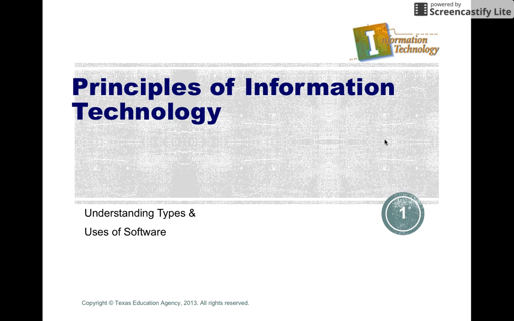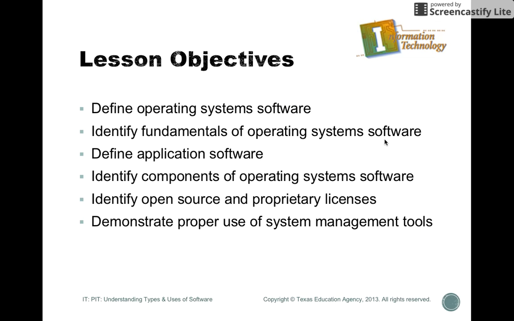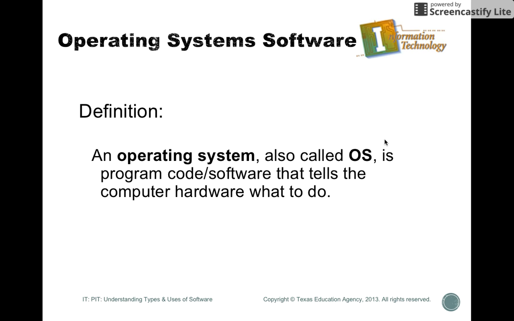We learned about hardware in the last lesson, and today we are learning about software and the different types of software and their different uses. So the lesson objectives for today are to define operating system software, identify fundamentals of operating system software, define application software, identify components of operating system software, identify open source and proprietary licenses, and demonstrate proper use of system management tools.